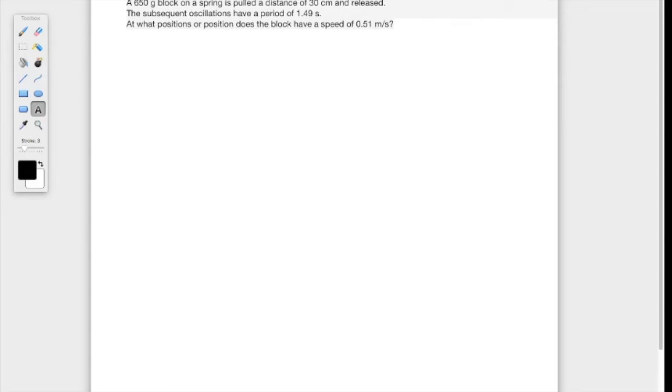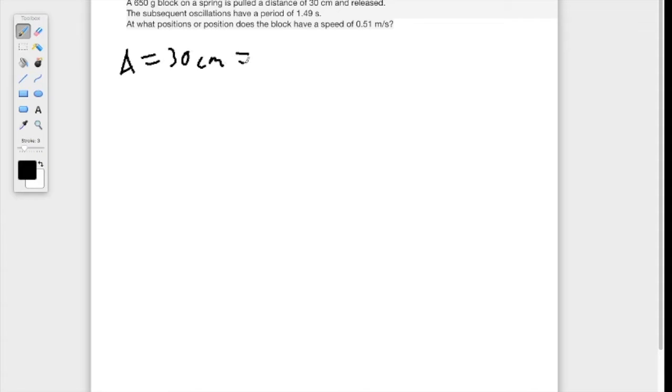Alright, so here's another problem. A 650 gram block is pulled at a distance of 30 centimeters and released. The period is 1.49 seconds. At what positions does the block have a speed of 0.51 meters per second? So we're given A, that's 30 centimeters.